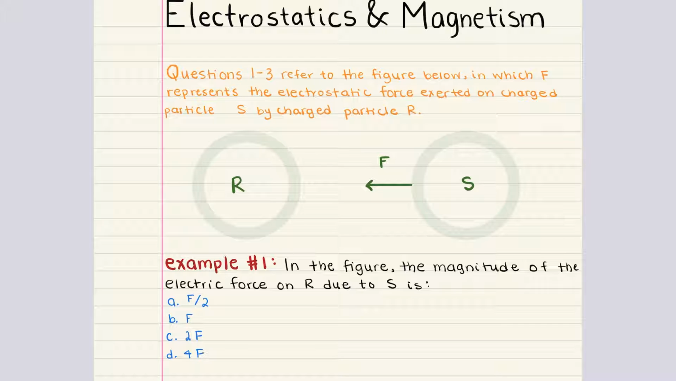Today we're going to be tackling a practice problem set that relates to our lecture on electrostatics and magnetism. Let's go ahead and get started. This says for questions 1 through 3, refer to the figure below, in which F represents the electrostatic force exerted on charged particle S by charged particle R.